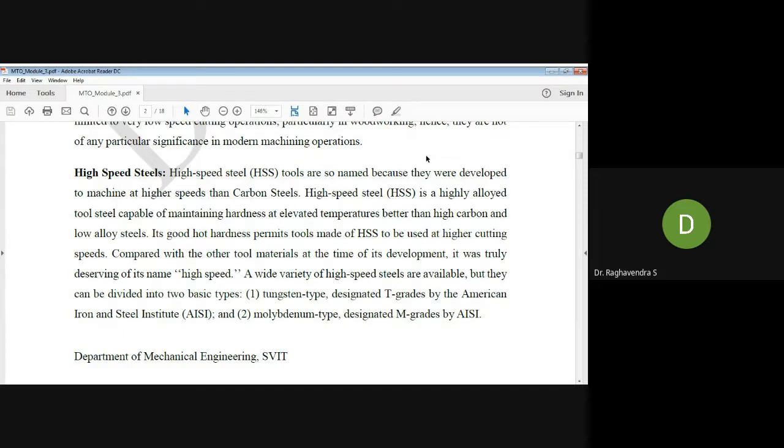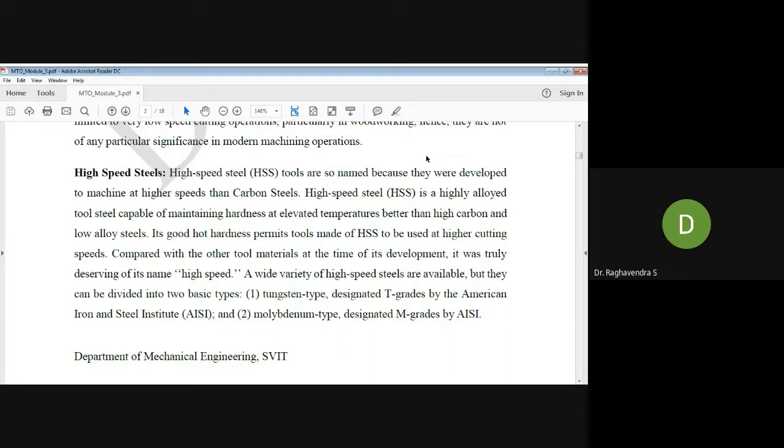High speed steel tools are so named because they were developed to machine at higher speeds than carbon steels. High speed steel is a highly alloyed tool steel capable of maintaining its hardness at elevated temperature. Underline this word. High speed steel is nothing but highly alloyed. Alloyed means alloy. It's an alloy of steel and iron, but the percentage of carbon is very high. What will it do? It will withstand very high temperature, so it is better than high carbon and low alloy steel.